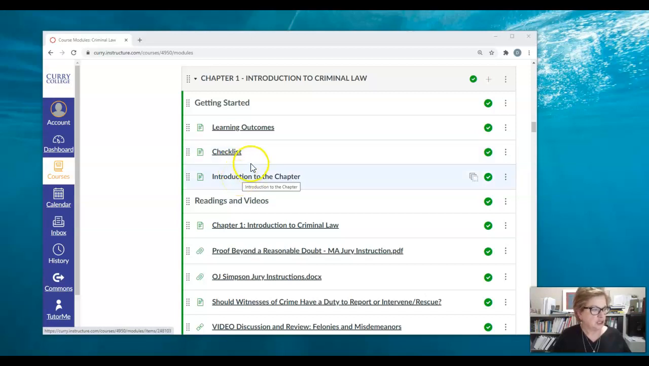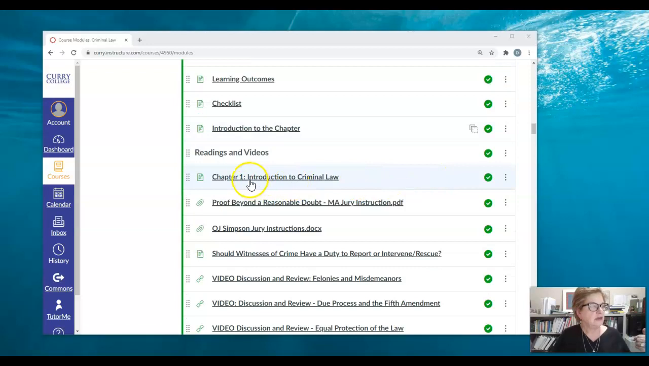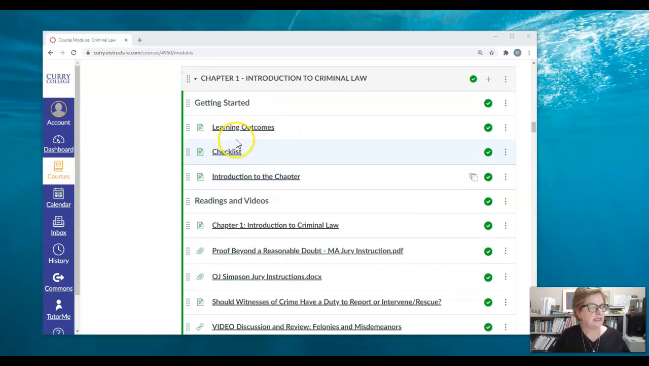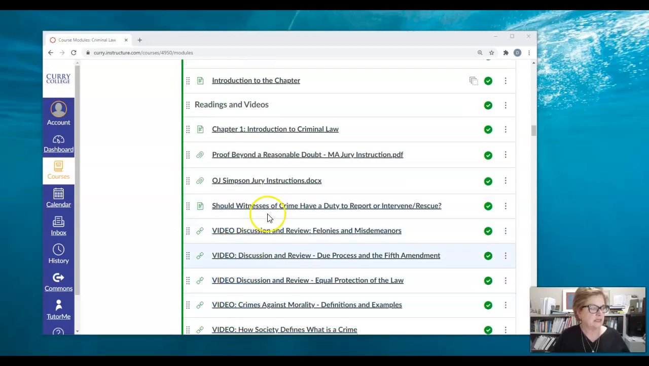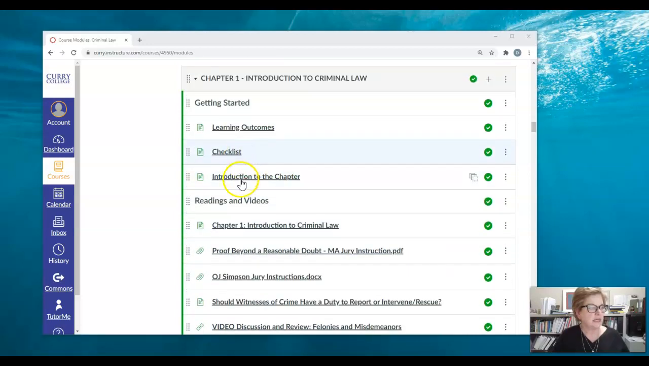The introduction to the chapter is what I'm doing now. The textbook is located always in each chapter. Chapter 1, readings and videos. It starts with the textbook, and then any other required reading and videos as noted in the checklist and in the what's due today column in the course schedule will be within the chapter.